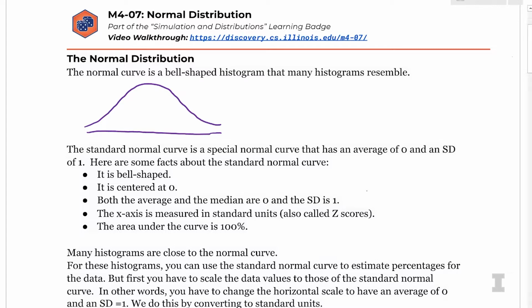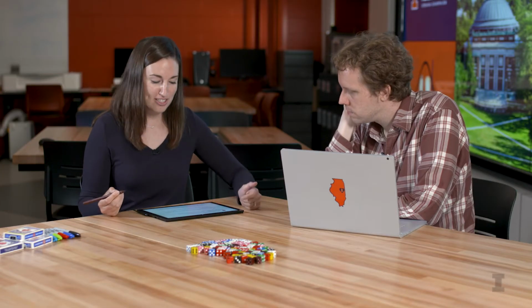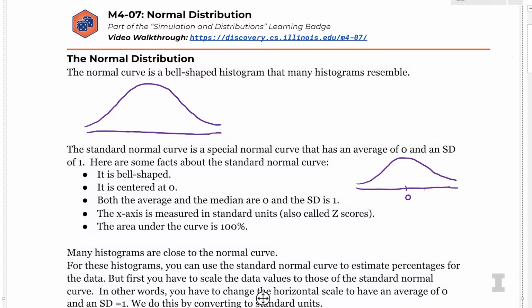So for the standard normal curve, if I was gonna draw it, it's still bell-shaped, but I know for sure that right in the middle at the average and the median, this is gonna be 0. And a lot of times you'll see the standard normal curve drawn going one standard deviation in either direction. So usually we draw up to 3 on either side. So 1, 2, 3, and then -1, -2, and -3. And like I said, both the average and the median are 0, and the standard deviation is 1 for the standard normal curve.